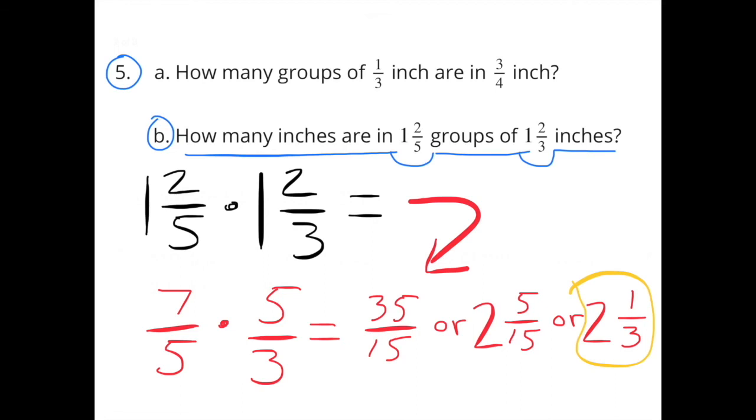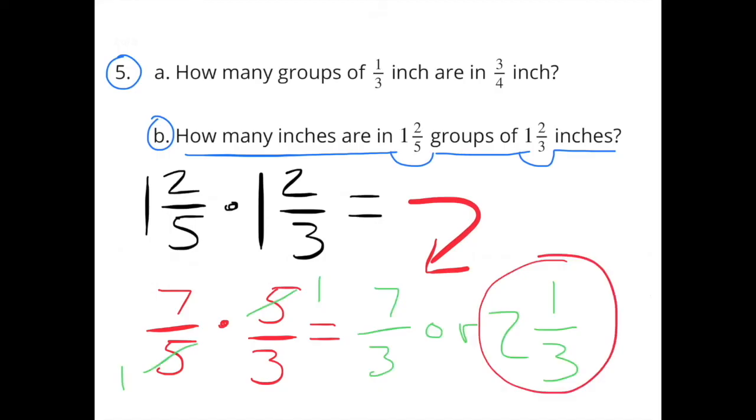Here's another way to do it. 7/5 times 5/3, but you simplify it first. 5 goes into 5 once, 5 goes into 5 once. 7 times 1 is 7. 1 times 3 is 3. 7 over 3, or 2 1/3. There are 2 1/3 inches in 1 2/5 groups of 1 2/3 inches.